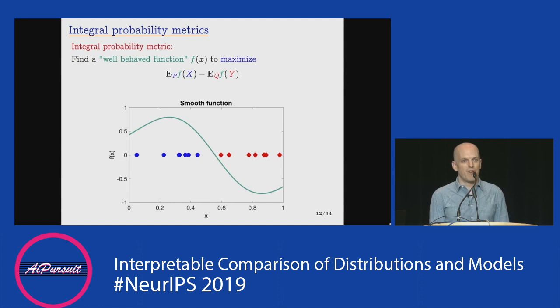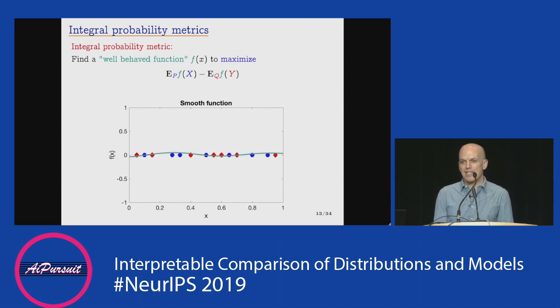So in an IPM, I'm looking for a well-behaved function that maximizes the difference in expectation under P and Q. Well-behaved for this particular example means smooth, though well-behaved can be defined more broadly. You can see that this function is very positive around my blue points, very negative around my red points. And so my EP of F minus EQ of F is large in this example. Now let's look at the second set of points. Here, because my function is well-behaved, because it's smooth, it can't go as far positive on my blue, it can't go as far negative on my red. And so the difference between my red and blue, according to this metric, is smaller than here. So I've captured this intuition that these points are further apart than these points.